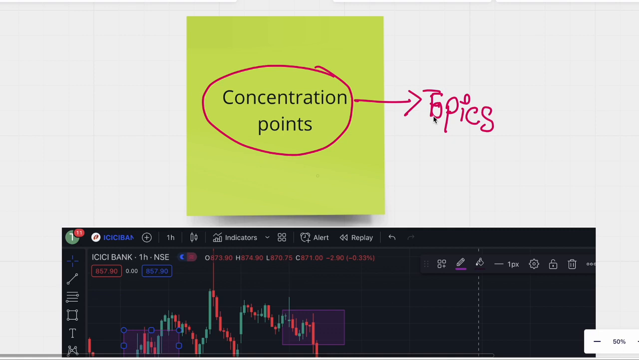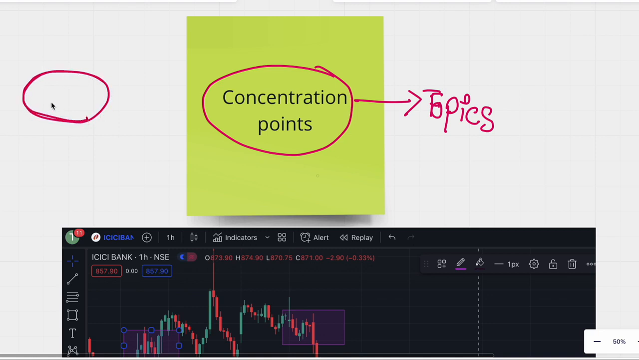On the charts, the area where the buyers and the sellers are engaged in a substantial fight, we call it a concentration point. I repeat, it is the area that we can see on the charts where buyers and sellers are engaged in a fight, and the fight has to be substantive.